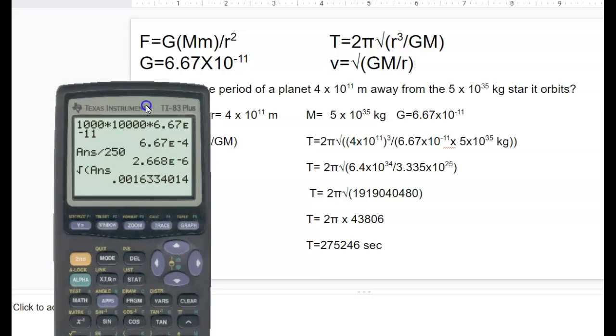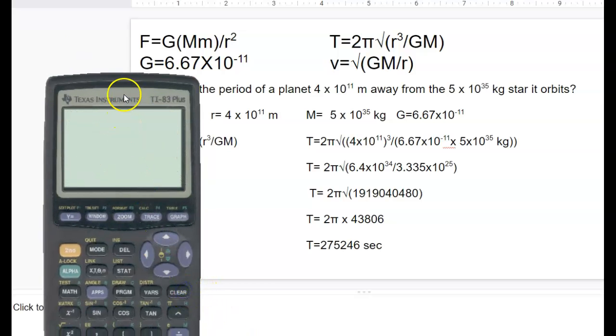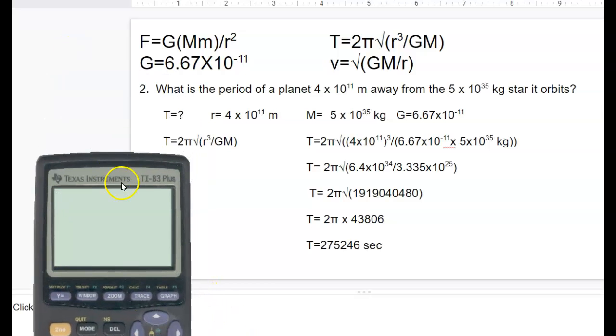All right, the next question is this one. I'm going to clear off my calculator here. What is the period of a planet 4 times 10 to the 11th meters away from a 5 times 10 to the 35th kilogram star it orbits? So we're looking for period, we're looking for T. We have a meter, that's my radius, 4 times 10 to the 11th. We have a mass, 5 times 10 to the 35th kilograms, and all these problems involve G, so we have G, 6.67 times 10 to the negative 11th.